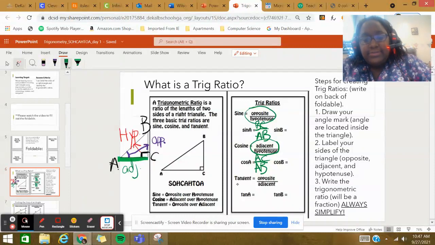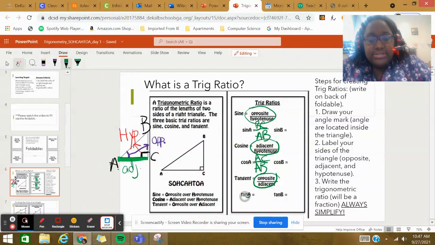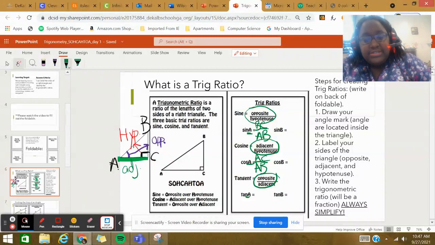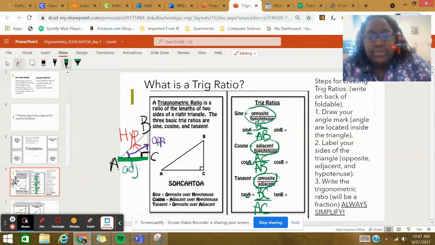Okay. And then finally, we're looking for tangent of A. Okay, because all of these say A. Tangent of A is going to be opposite, which is BC, over my adjacent side, which is AC. So we are 100% done with labeling sine, cosine, and tangent of A. Okay, so I'm gonna move on to the next part.